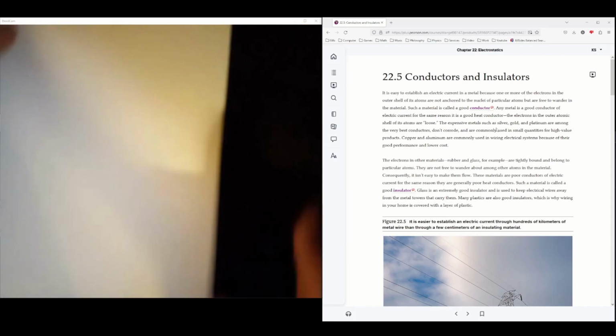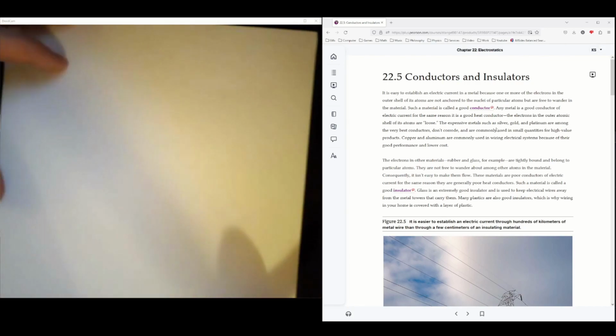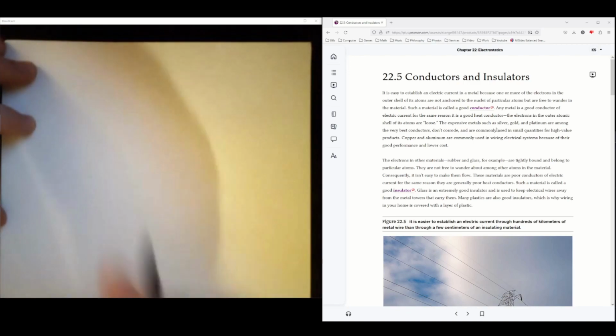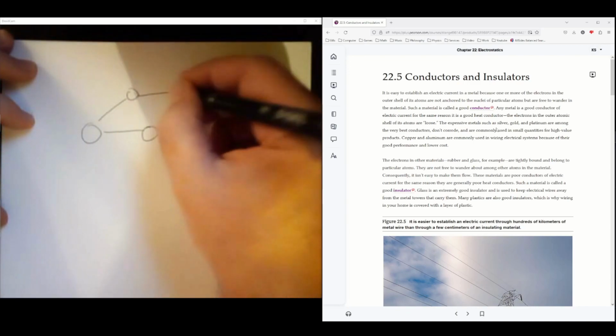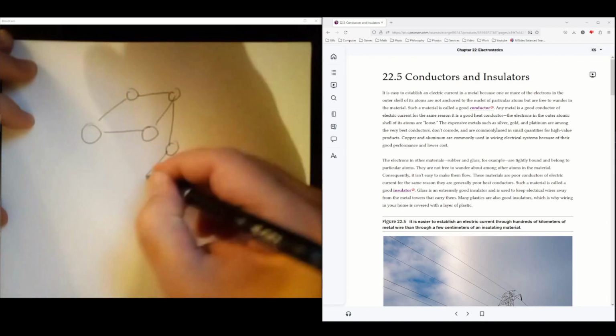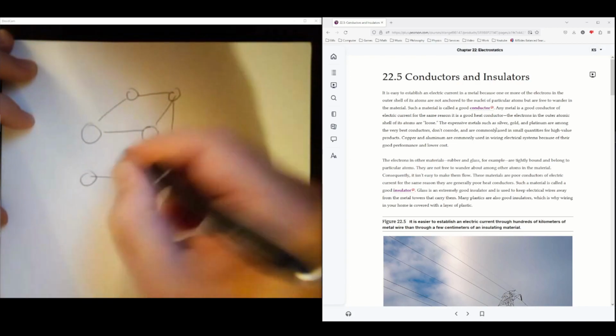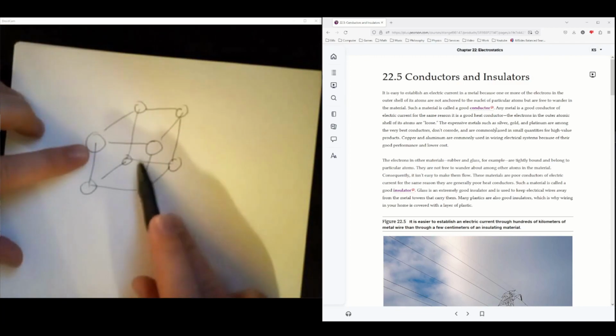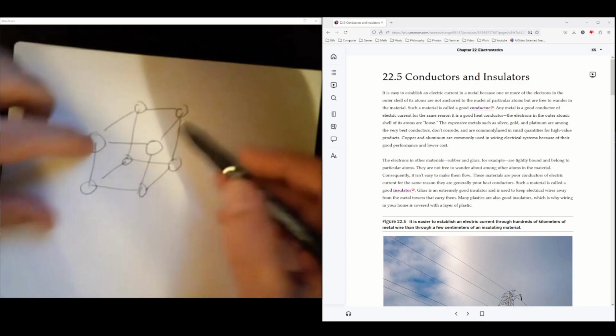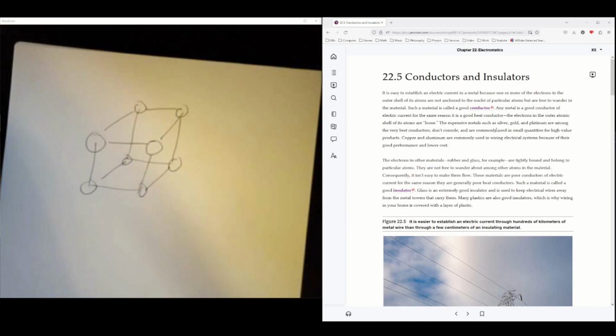So matter, like the table I'm writing on here. Matter forms in various structures. The easiest one is probably just a standard cube structure. And the circles here are the atomic sites. So I'm drawing the circles. This would be the atoms. And these are the bonds that hold them together.